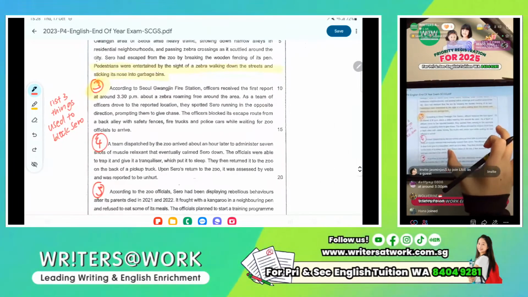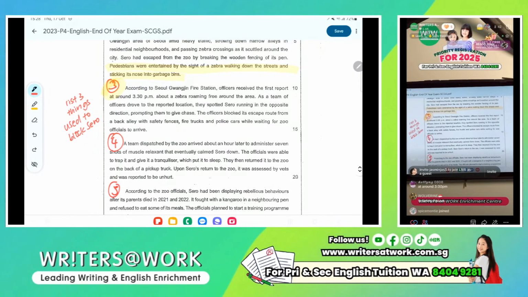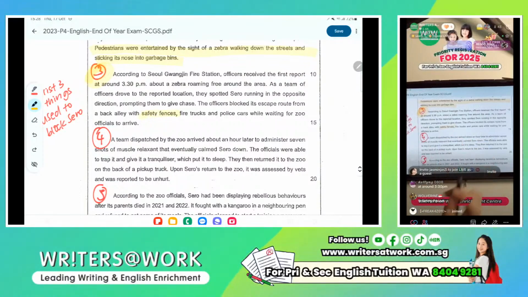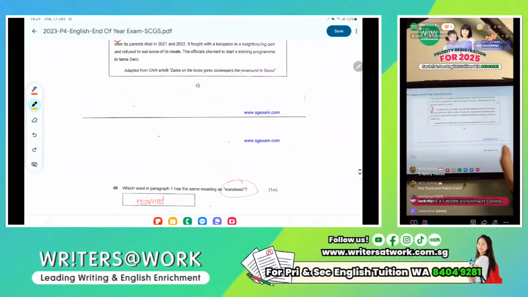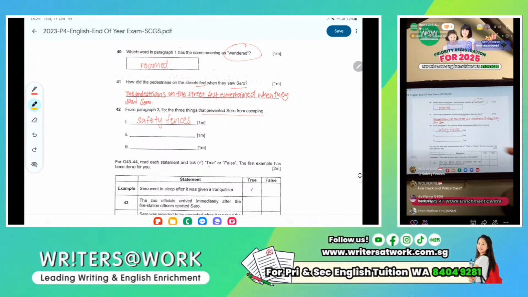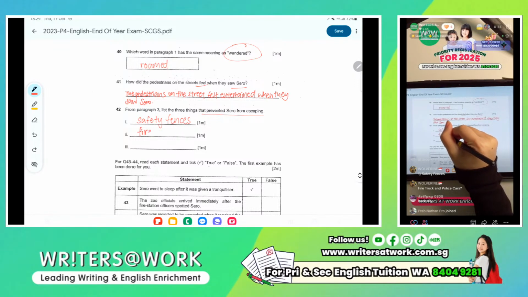Okay, safety fences. Let's take a look at the second and third point. Wolverine says safety fences. So what are the other two things that prevented Cero from escaping? Okay, we have safety fences, fire truck, and police cars. Yes, that is correct. So be confident in your answer. Fire truck, police cars.